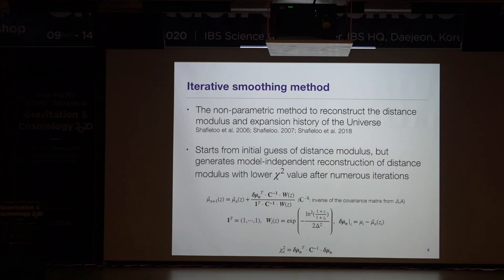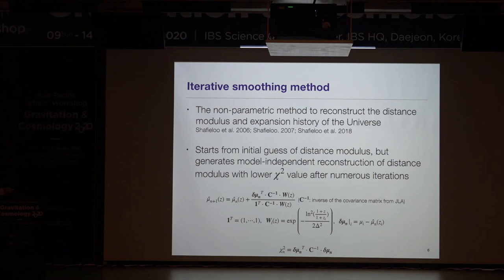To do this iteration, we need information, something like the inverse of the covariance matrix from JLA, the covariance matrix of the type 1 supernova compilation. So JLA also provides this information. We derive the inverse of the covariance matrix and then put it into the process. Then we do this iteration 1,000 times, so that we produce a reconstruction which can be considered reasonably model independent.